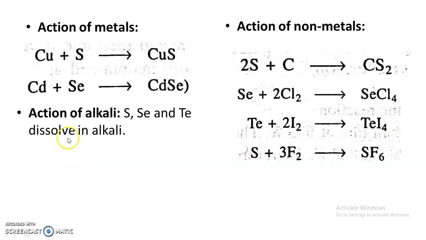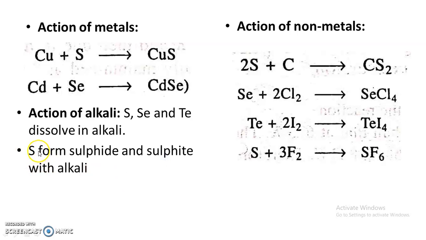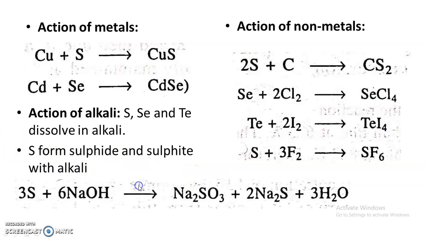So these elements, that is sulfur, selenium and tellurium, when added to alkali, get dissolved. For example, when sulfur is added to an alkali like sodium hydroxide, there is a formation of sulfide and sulfite, and therefore sulfur gets dissolved in alkali.